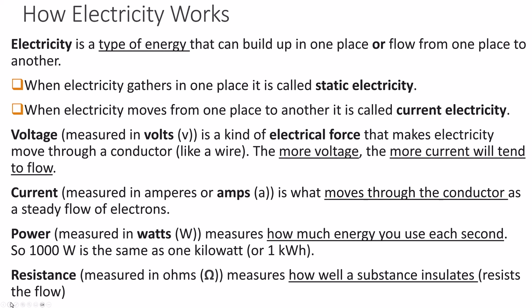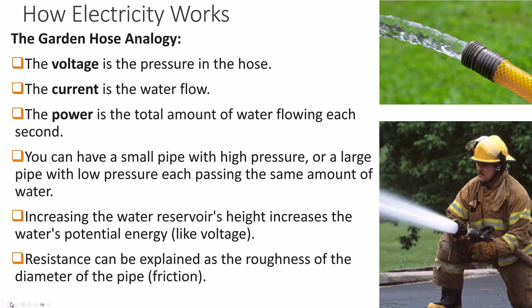The resistance is a measure of how well a substance insulates, and we measure that in ohms, and we typically use that horseshoe symbol, that omega, I guess you could call it, symbol. It resists the flow of electricity, and so again, we're talking about insulation typically.